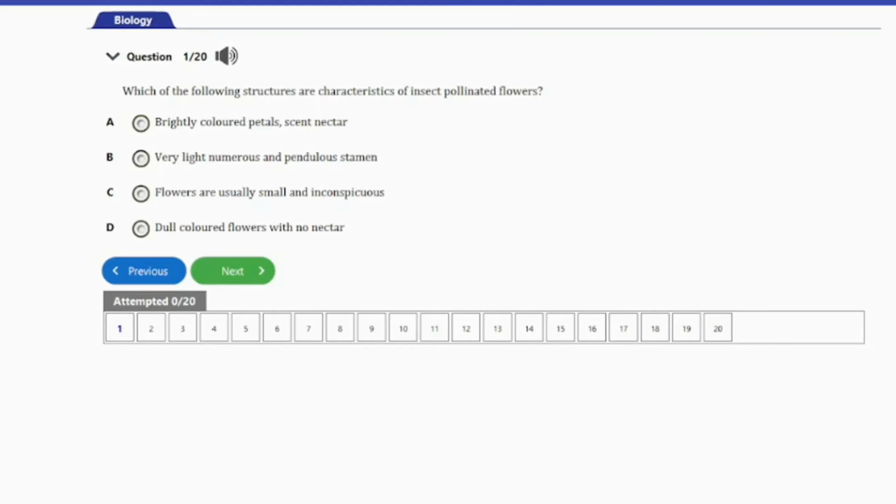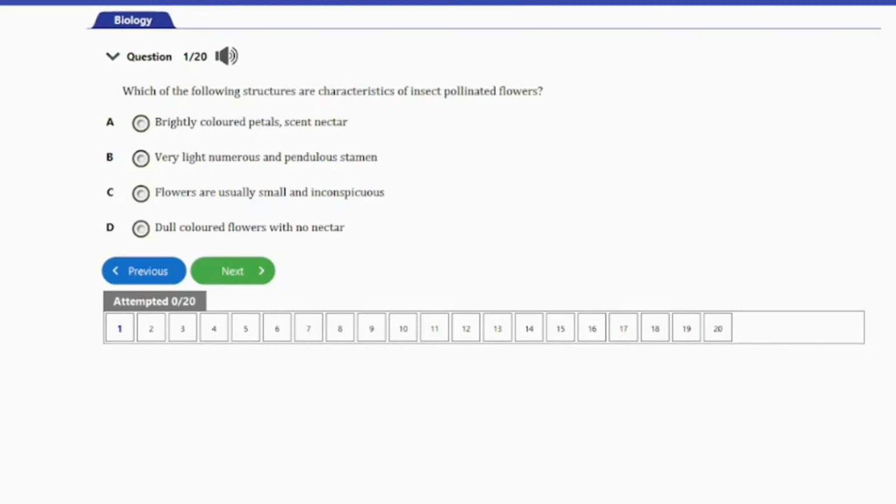It says, which of the following structures are characteristics of insect-pollinated flowers? We have A. Brightly colored petals and scent nectar. B. Very light, numerous and pendulous stamen. C. Flowers are usually small and inconspicuous. D. Dull colored flowers with no nectar. So guys, the answer to this question is option A here. Brightly colored petals and scent nectar.